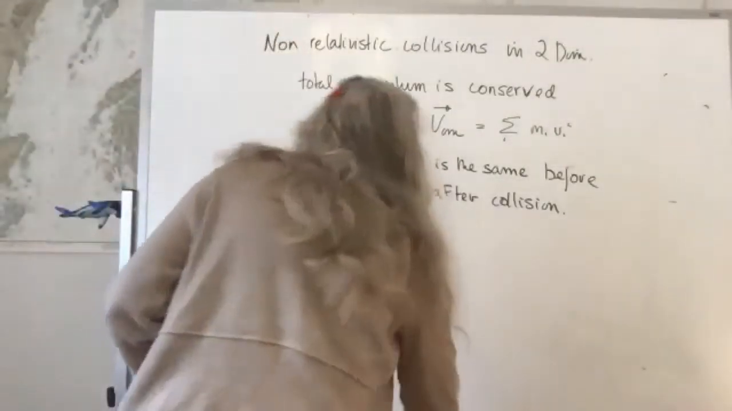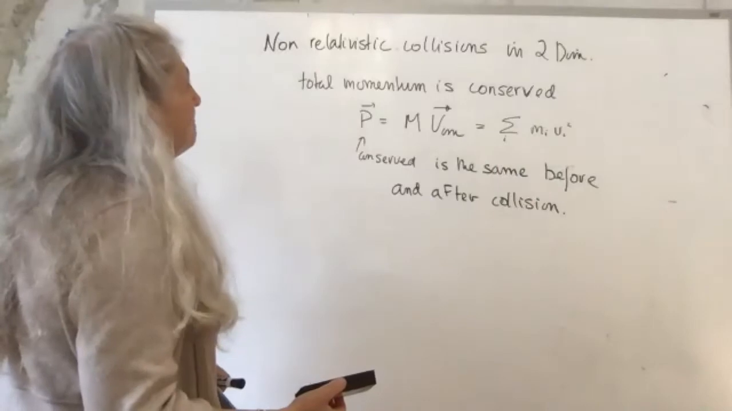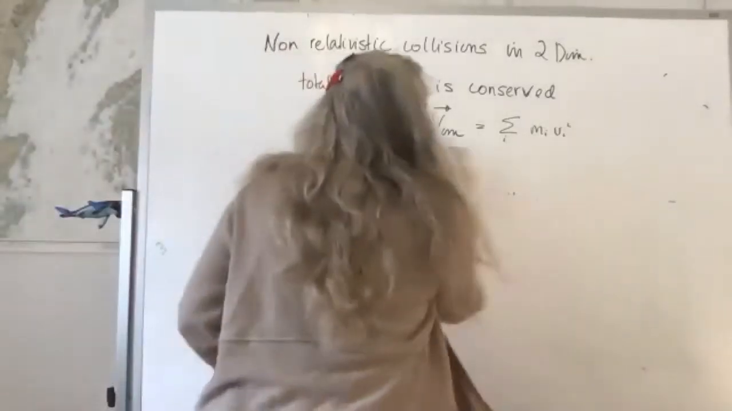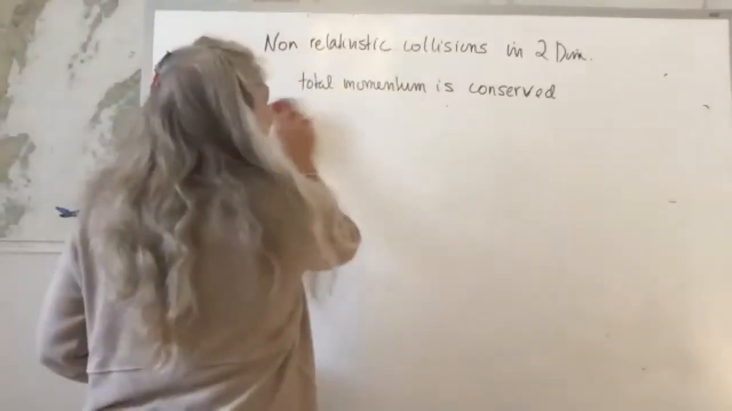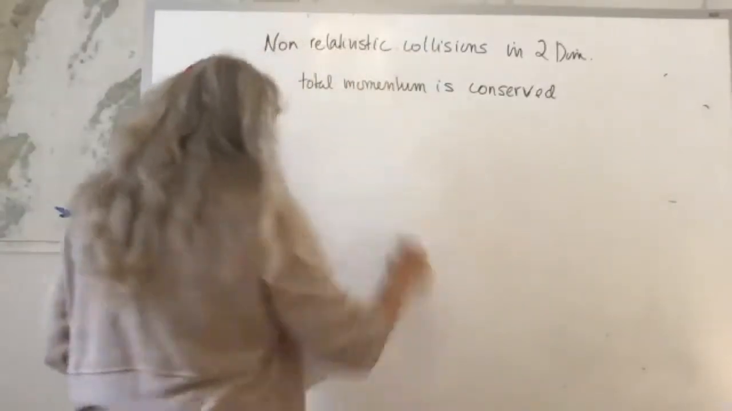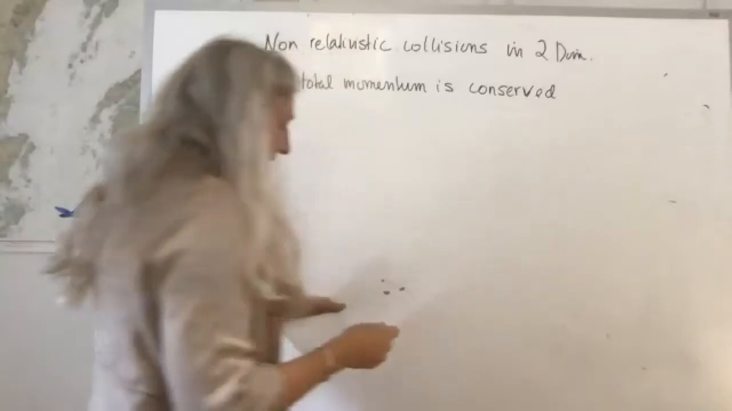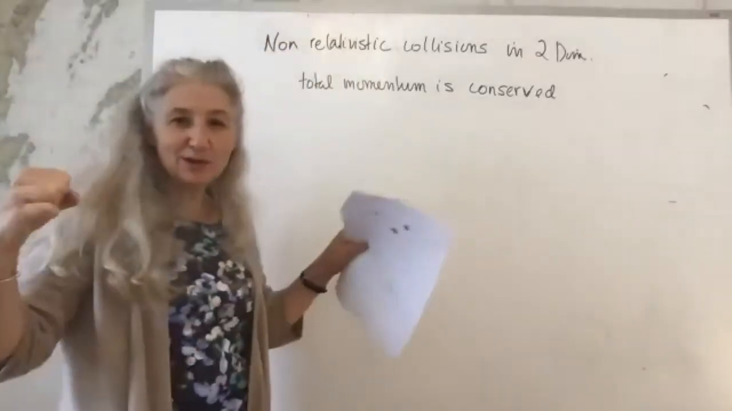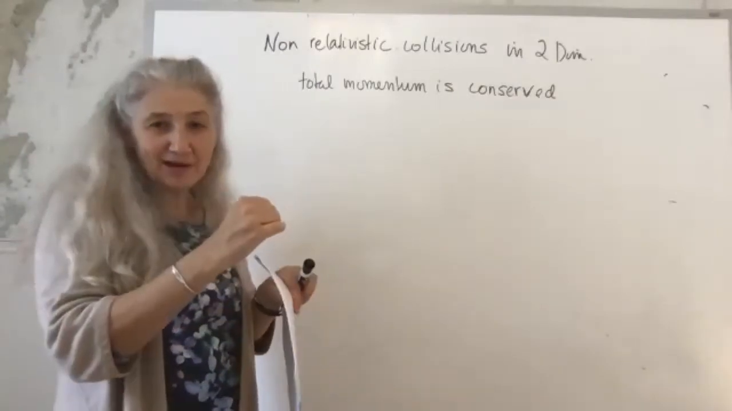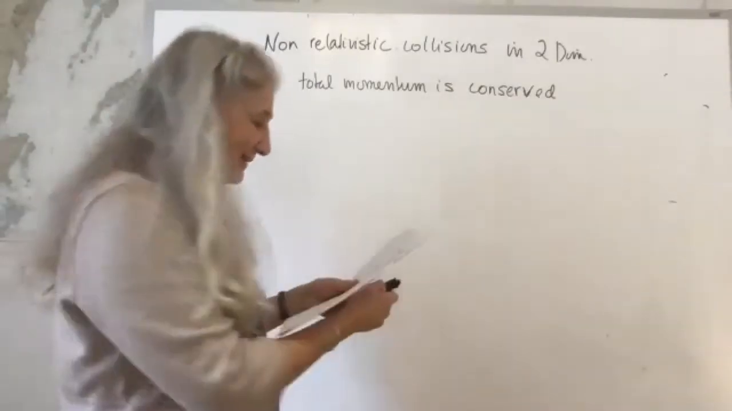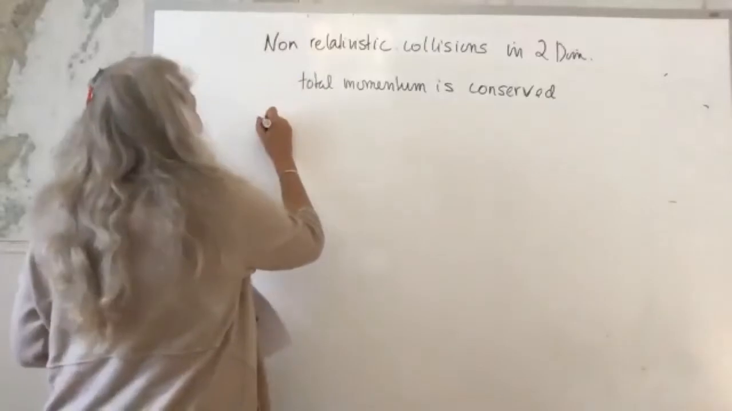So let's do another example. I'm putting this in 2 dimensions. Total momentum is always conserved. Last time we did 2 particles sticking together, so let's do the opposite. We'll have a single particle that disintegrates. So let's do disintegration.